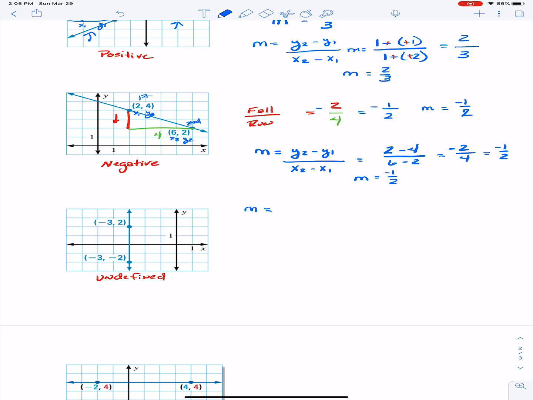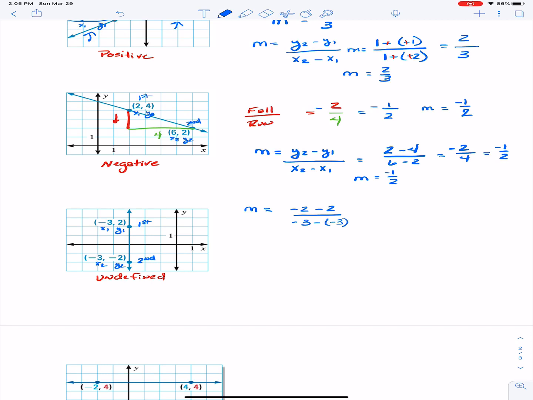this is my first point. So this is going to be my first point. This is my second point. And so this is going to be x sub 1, y sub 1, x sub 2, y sub 2. You ready? So here we go. So I'm going to go negative 2 minus 2 over negative 3 minus negative 3.